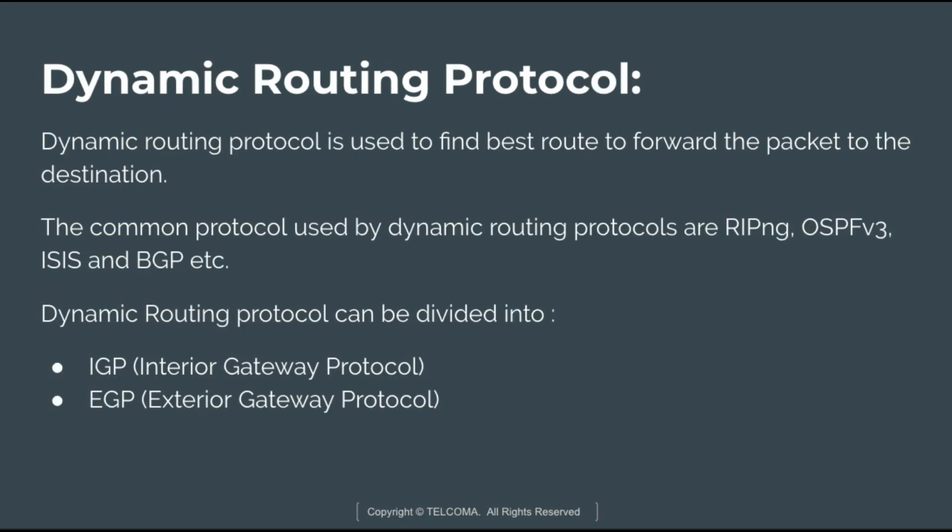Whereas the dynamic routing protocol is used to find the best path to forward the packet to the destination, and it will automatically update the routing table according to changes in the network. The common protocols that use dynamic routing are RIPng, OSPFv3, IS-IS and BGP, etc. The dynamic routing protocol can be divided into two parts, IGP and EGP. IGP is the interior gateway protocol, whereas EGP is the exterior gateway protocol.